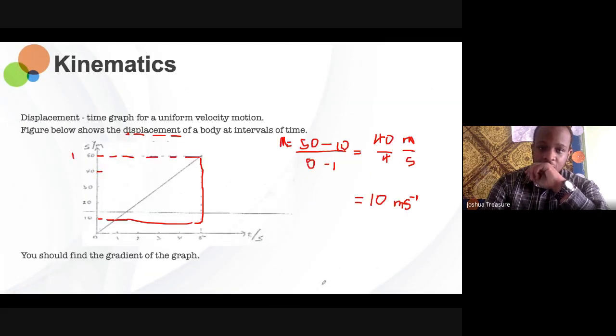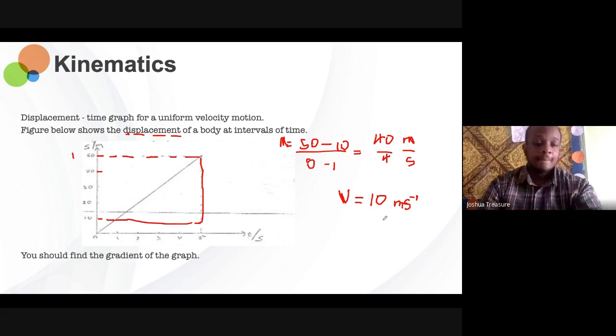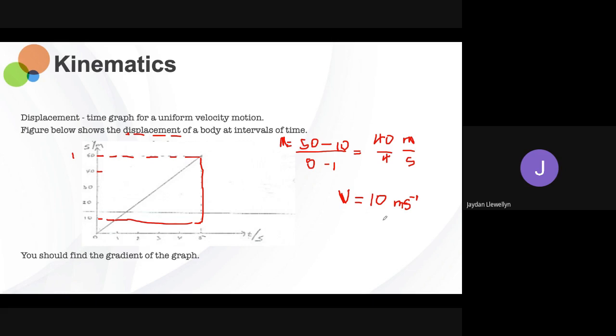So we moved on to this one, and we found the gradient of this particular displacement versus time graph. We said that the gradient would be the displacement over time, and therefore the gradient would give us the velocity. So V here would be equal to 10 meters per second, right? Are we all good here now? Yes, sir.